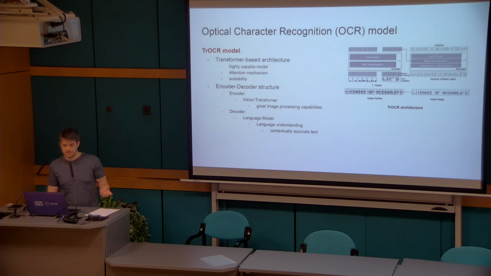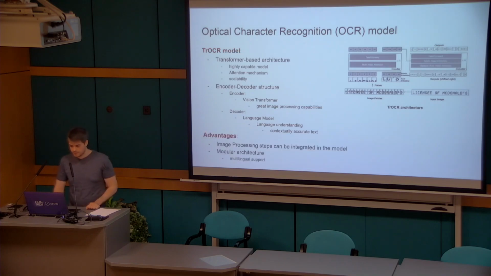The encoder part is responsible for the vision or image preprocessing parts, and the decoder is for the language modeling parts. It can take language knowledge and insert it into the OCR pipeline. The advantage of this approach is that we can ingest different kinds of image processing steps into the transformer architecture. This modular architecture is great, for example, if we want to go to another language: we can change the decoder part of the model and support different languages, or we can apply multilingual models as well.